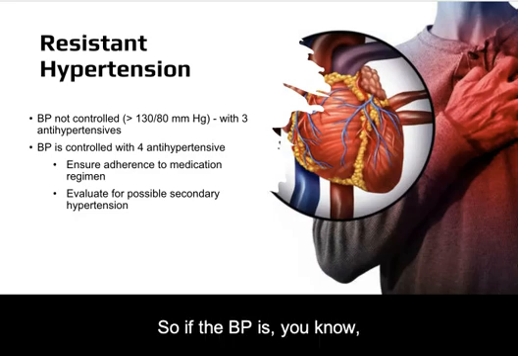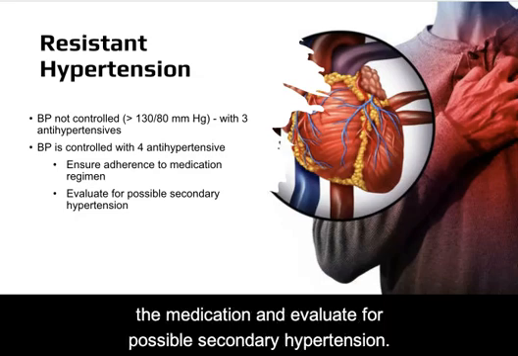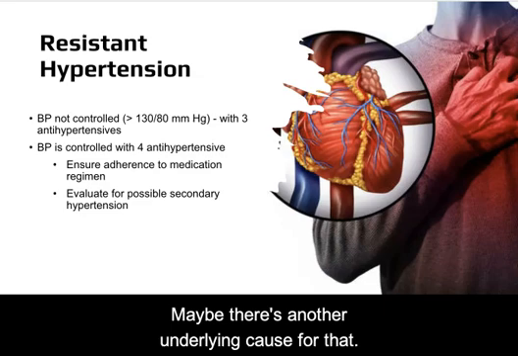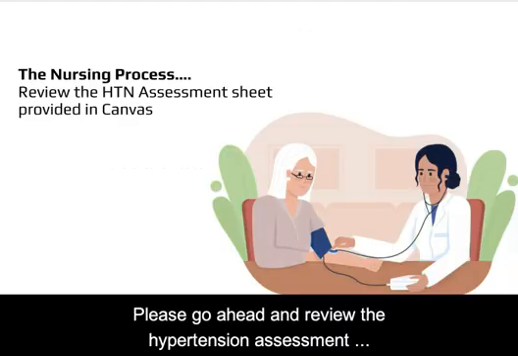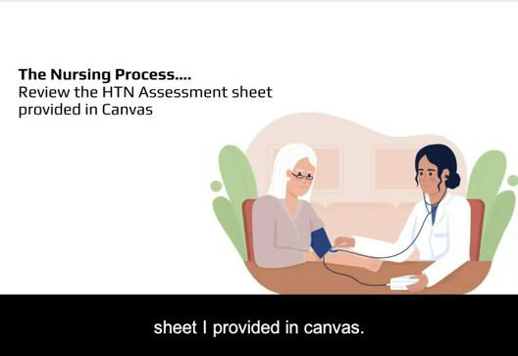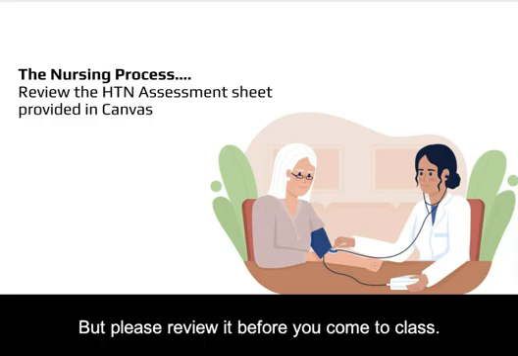So if the BP is not controlled, sorry, with four antihypertensives, then make sure they're taking the medication and evaluate for possible secondary hypertension. Maybe there's another underlying cause for that hypertension. Please go ahead and review the hypertension assessment sheet I provided in Canvas. We will review that in class together as well, but please review it before you come to class.